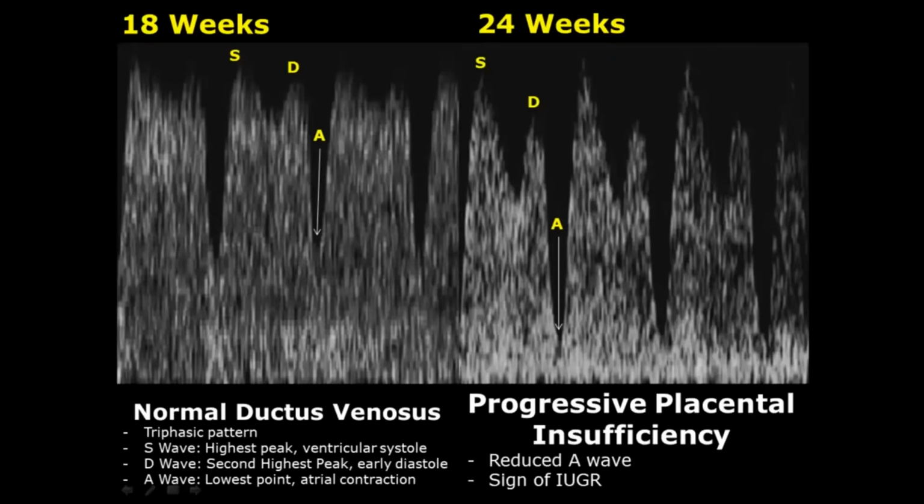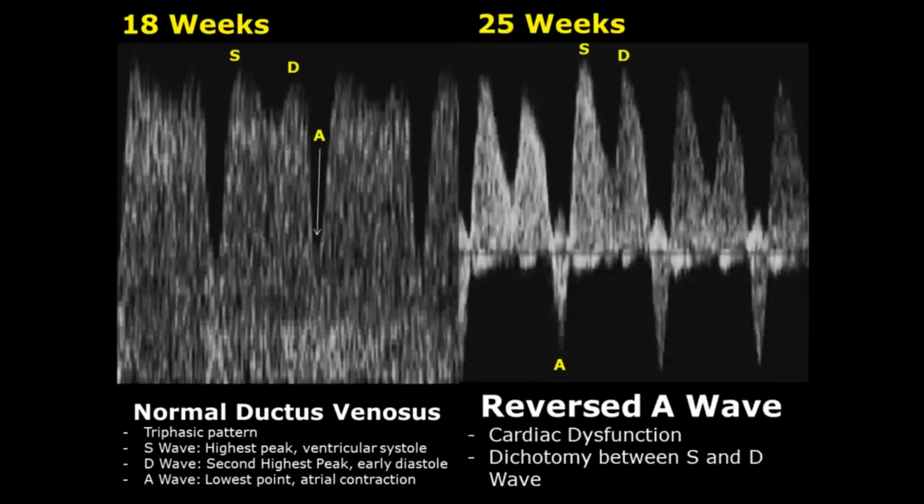A wave reversal is definitely abnormal. Here the A wave is seen below the baseline. It is in the same fetus taken at 25 weeks. It is a sign of cardiac dysfunction, and there is dichotomy between S and D wave, which means the S and D wave are almost at the same level and closer to each other.